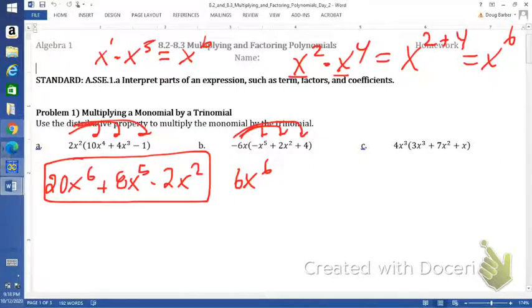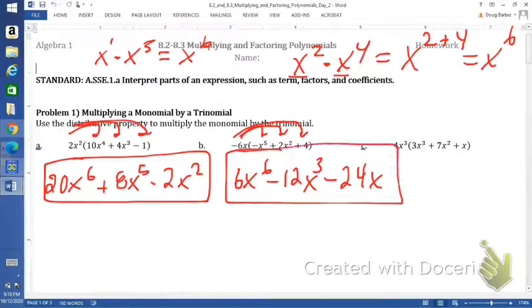A negative 6 times positive 2, that's a negative 12. And then we have x times x squared, that's going to be x cubed. And then a negative 6x times 4, that's going to be a negative 24x. Alright, so hopefully that's a lot easier. That's easier today than it was yesterday.